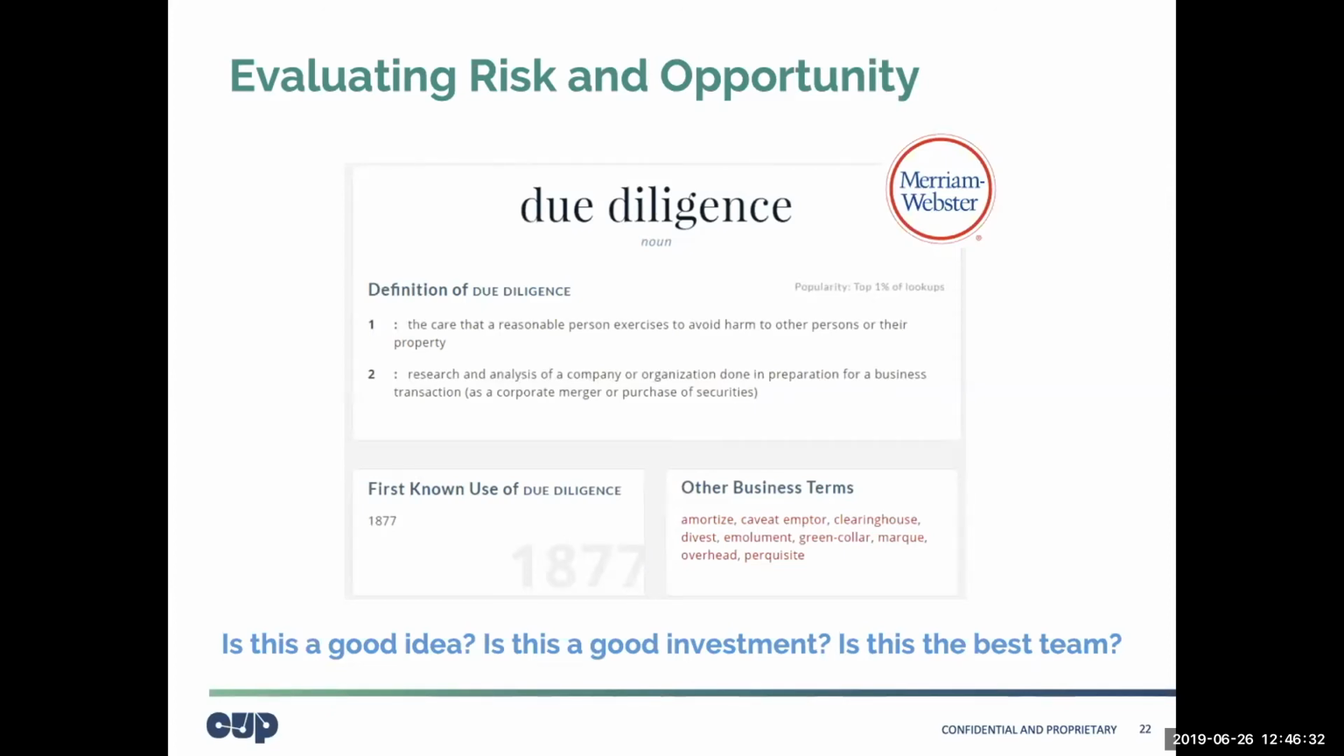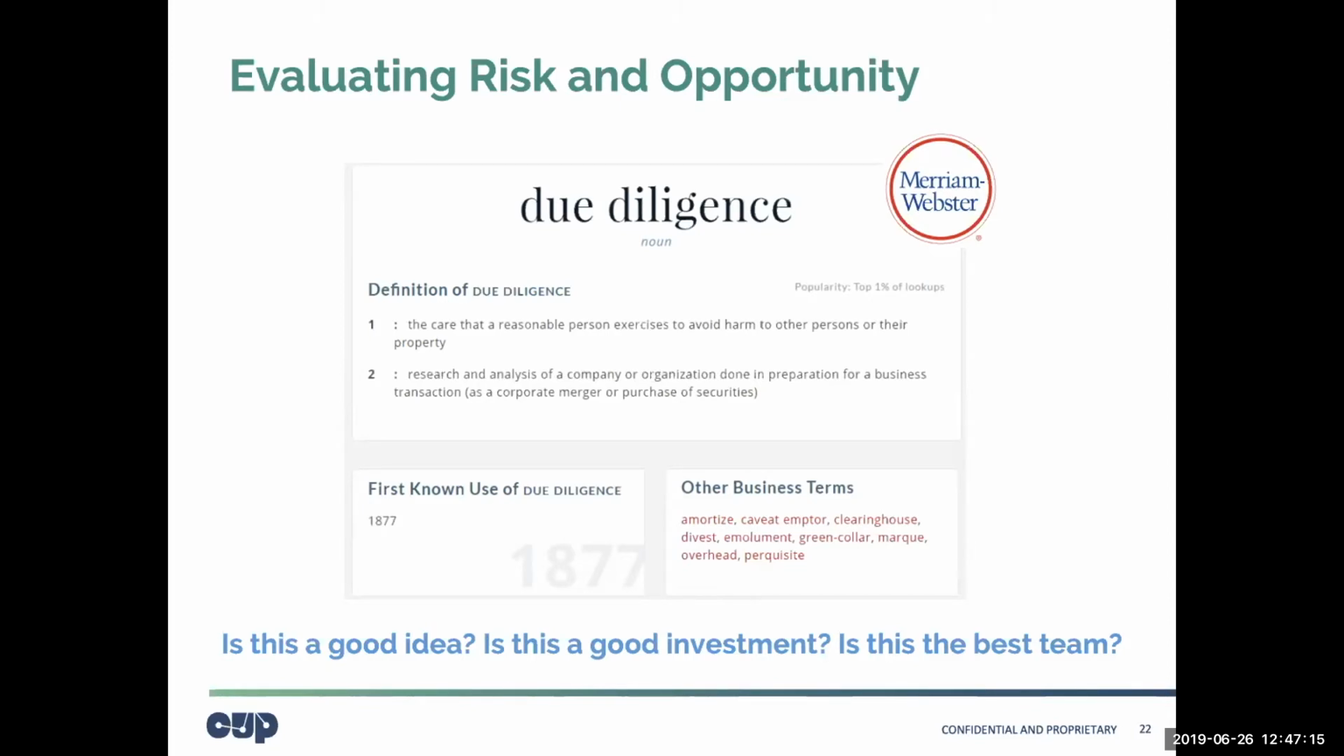And the second definition is a little more applicable for what we do, which is research and analysis of a company or organization done in preparation for a business transaction. Sometimes it's the first, the care that a reasonable person exercises to avoid harm to other persons or their property. But I would say that in general, we're always evaluating companies and we're always doing pretty thorough due diligence on whatever investment we make. There is an element of the unknown in venture, just given that things are so early and so risky. And so it's really important for us to be able to at least find out as much information as possible with the acknowledgement that there is substantial unknown in the types of investments that we do.